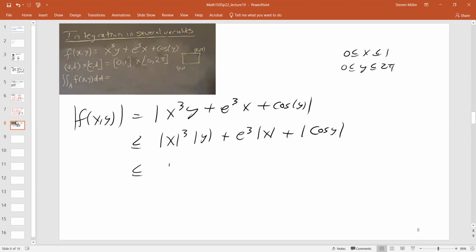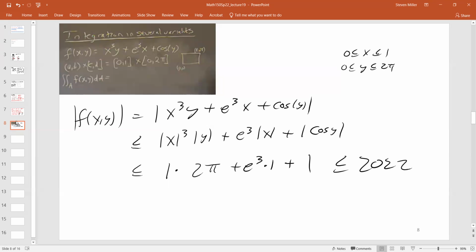How large can y be? 2 pi. The next term is plus e cubed times 1. And how large can cosine of y be? 1. So does everyone agree that this is less than 2020? I'm sorry, it's 2022. 2022.